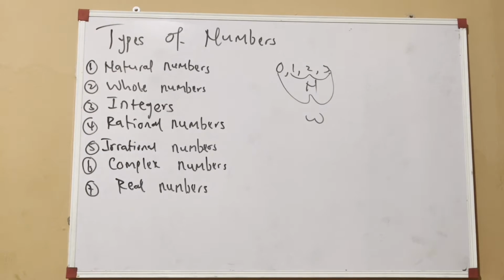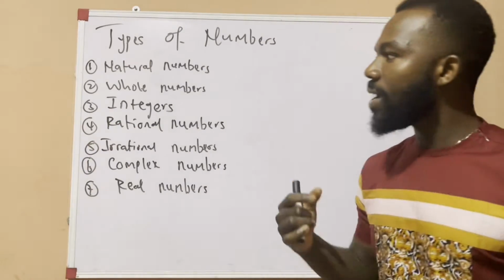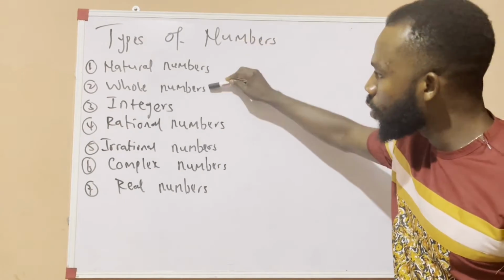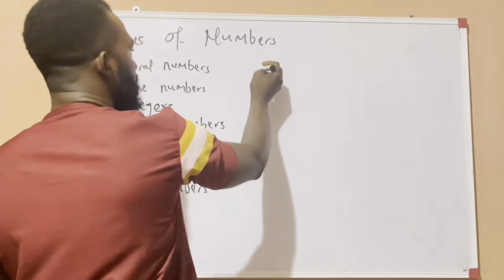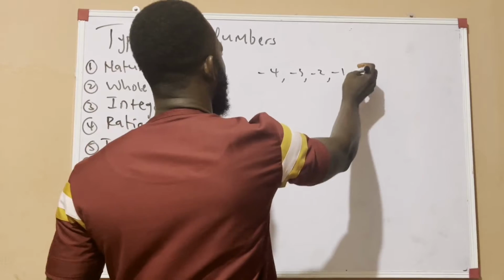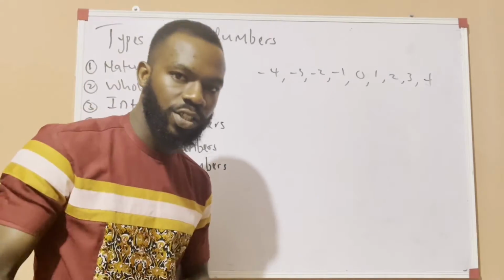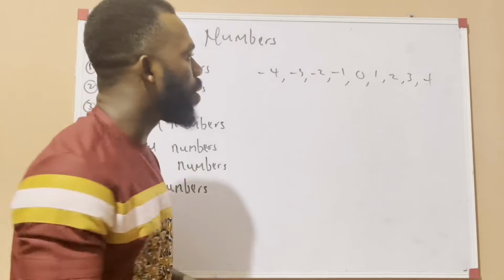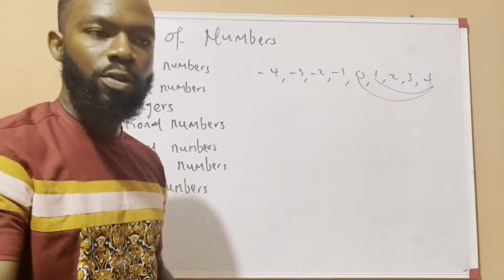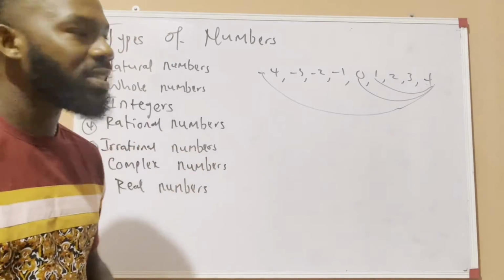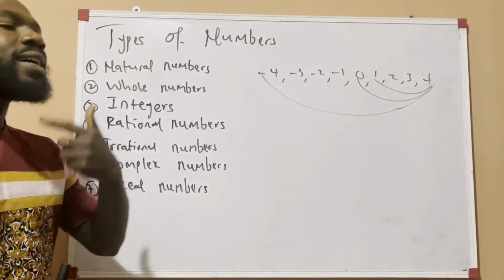The next number we have now are integers. When you say integers, what do you mean by integers? Integers are whole numbers, but they also consist of negative numbers. So if I say -4, -3, -2, -1, 0, 1, 2, 3, 4, all of these together are called integers. But from 1 to 4 are called natural numbers. From 0 to 4 are called whole numbers. While from -4 to 4 are called integers. So you see the difference between a natural number, a whole number, and an integer.